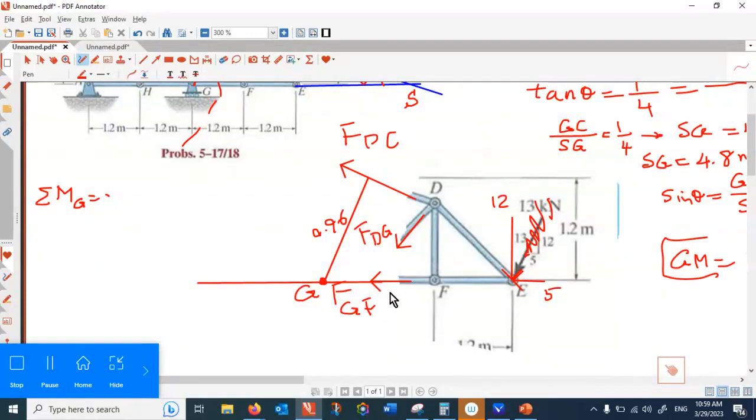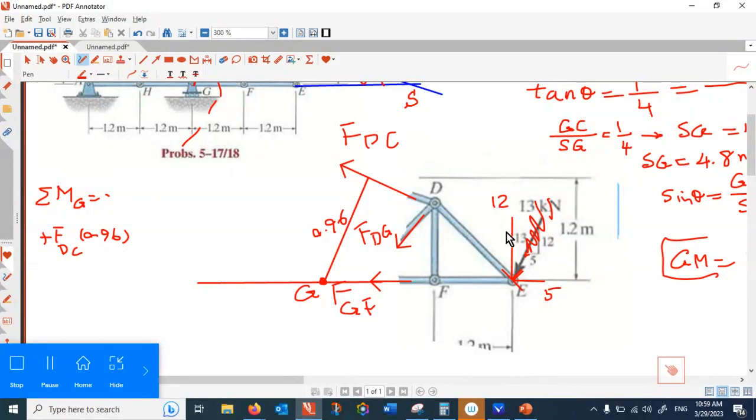So that would have zero rotation due to the GF and DC, but it has a positive rotation due to the FDC. So that is positive FDC, and the arm of rotation is 0.96.